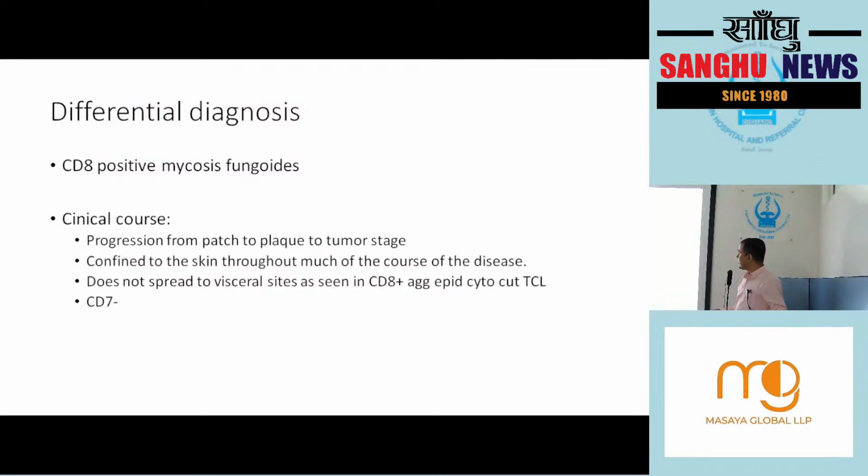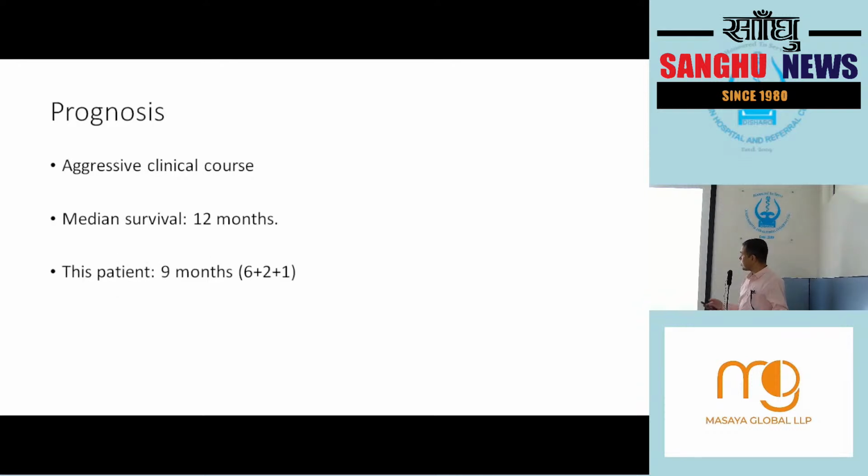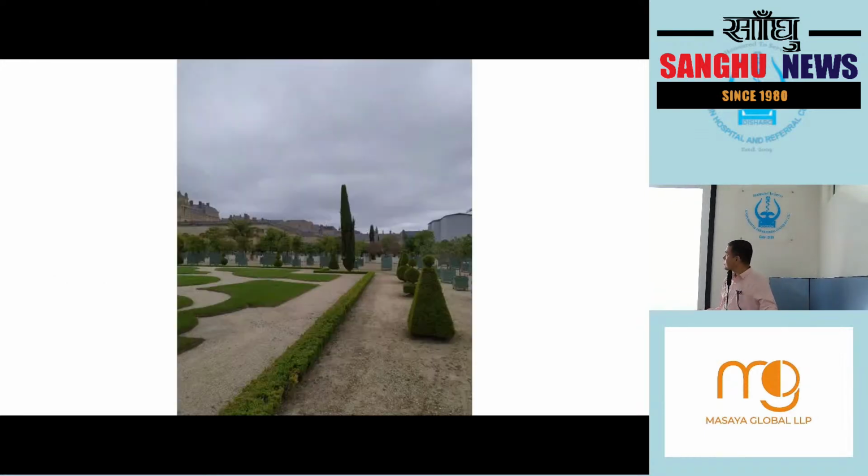The differential diagnosis is cytotoxic MF. But in MF you see progression from patch to plaque, which is not seen in this case. This disease also involves the visceral organs, but MF usually does not, so they are distinct clinical presentations. It has an aggressive course, median survival only 12 months; our patient survived 9 months. That's all. I don't have a microscope photograph in this case.